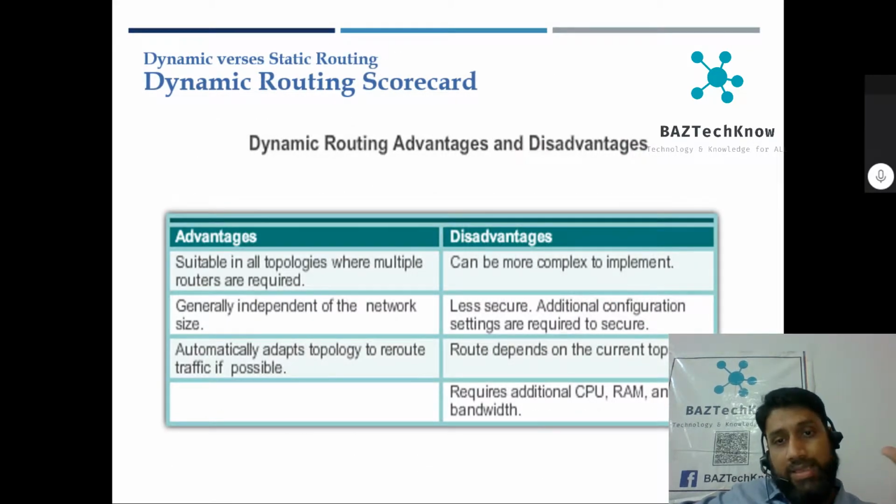So these are some advantages and disadvantages. As I mentioned earlier, some advantages of dynamic, and also the disadvantages. The benefits of static are basically the disadvantages of dynamic. For example, for the utilization of CPU, RAM, and memory, definitely in static it's an advantage, but for the dynamic protocol it becomes a disadvantage.